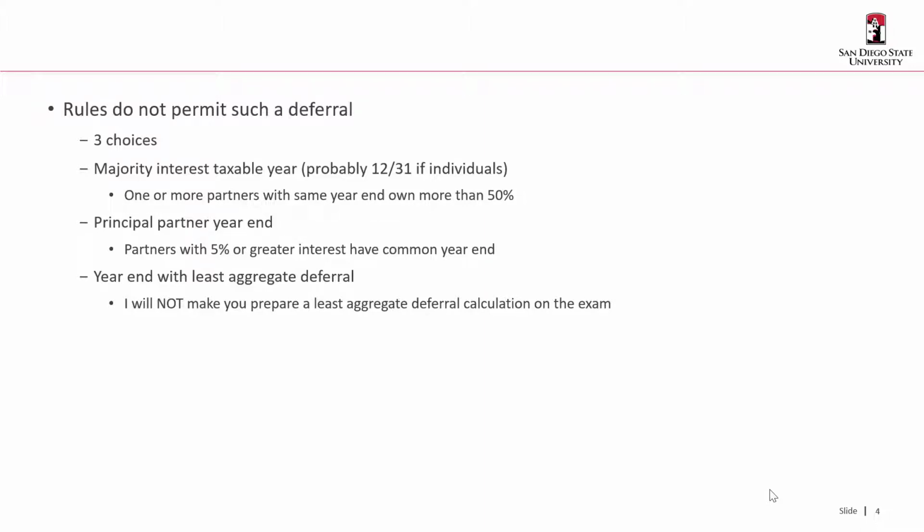If there are not one or more partners with the same year end owning more than 50%, then you look at the principal partner year ends. So if there are partners with a 5% or greater interest and have a common year end, then you must choose that common year end. And then lastly, if neither of those can apply, you pick the year end with the least aggregate deferral. And I'm not going to make you prepare a least aggregate deferral calculation on your exams, but you can certainly see one in the book.